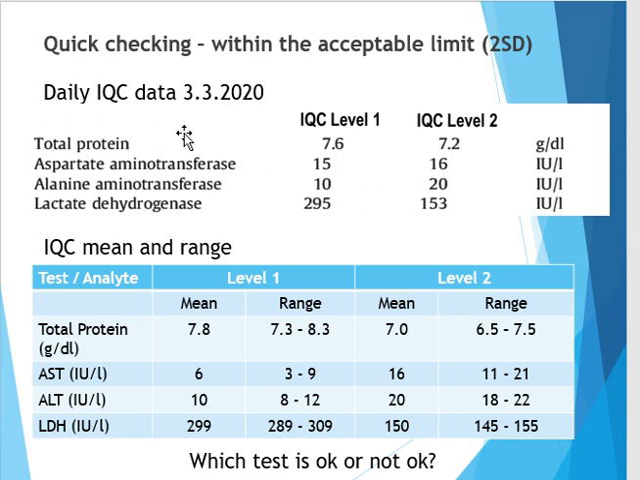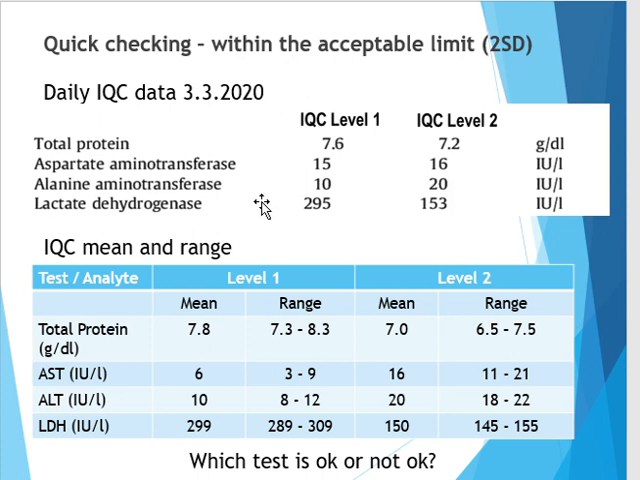Okay, for total protein level 1, the data is 7.6. So is it in the range? In the range. Okay, near to the mean. Total protein QC level 2, the reading is 7.2. Okay, we check. It is also in range. So the total protein test is okay, then we can perform the test on patient samples. How about AST? QC level 1, 15. Oh, it is outside the range. AST level 2, 16. Oh, it is in the range and at the mean, at the target value. So acceptable? Although level 2 is at the target value, there is a problem in level 1. So that means we need to do troubleshooting on AST for that day.